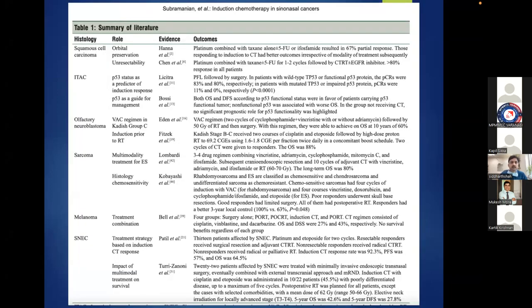These are various data or studies that have focused on induction chemotherapy in sinonasal cancers, wherein primarily it has been used for squamous cell carcinomas, in some cases adenocarcinomas, olfactory neuroblastomas like Kadish C or D, sarcomas, melanoma, and SNEC. So these are the select group of histologies where NACT becomes an initial treatment plan, which helps us downstage the disease and plan for definitive therapy later on.